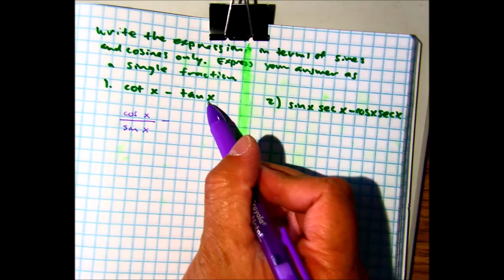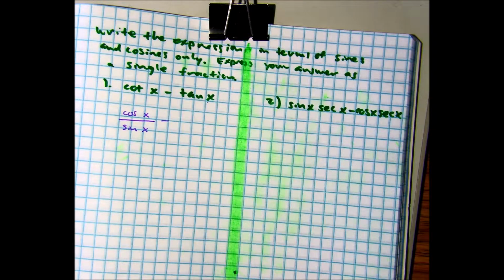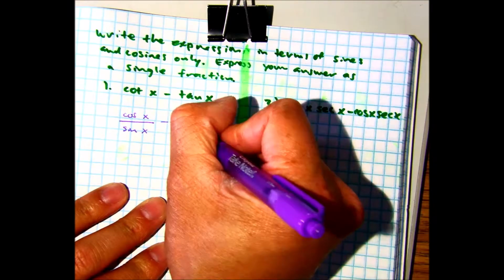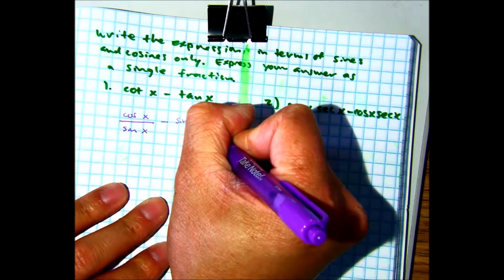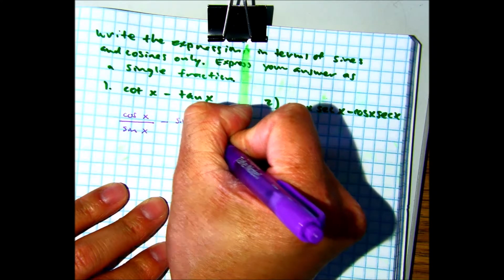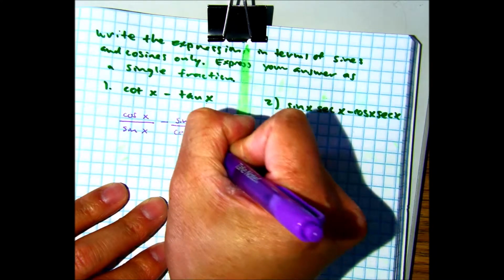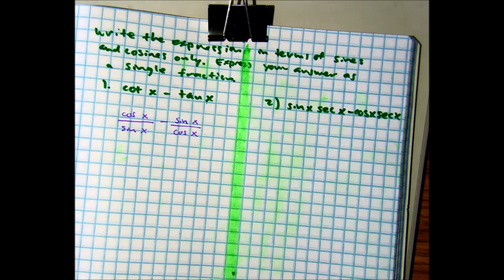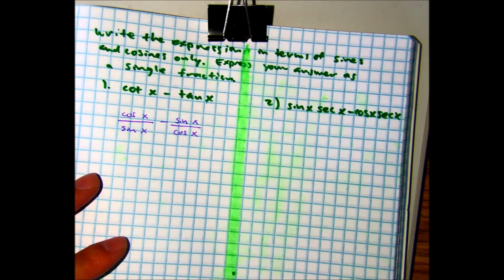Jocelyn? Which identity? Quotient identity is correct. Class, can I subtract the two fractions? No, we need a lowest common denominator.